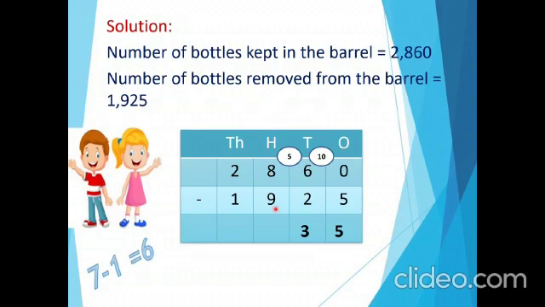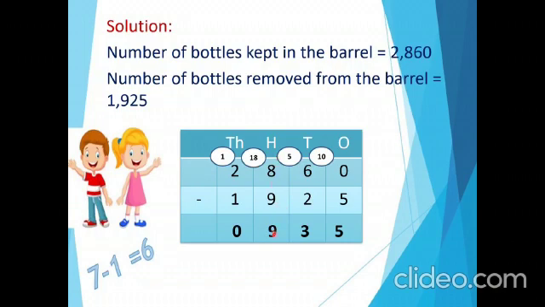Next, moving to the hundreds column, 8 minus 9. We cannot do simple subtraction here since 8 is smaller than 9. So we have to borrow from the thousands column. So it becomes 18. 18 minus 9 is 9. Moving to the thousands column, from this 2 we already borrowed to the hundreds place. So only 1 is left. 1 minus 1 is 0.